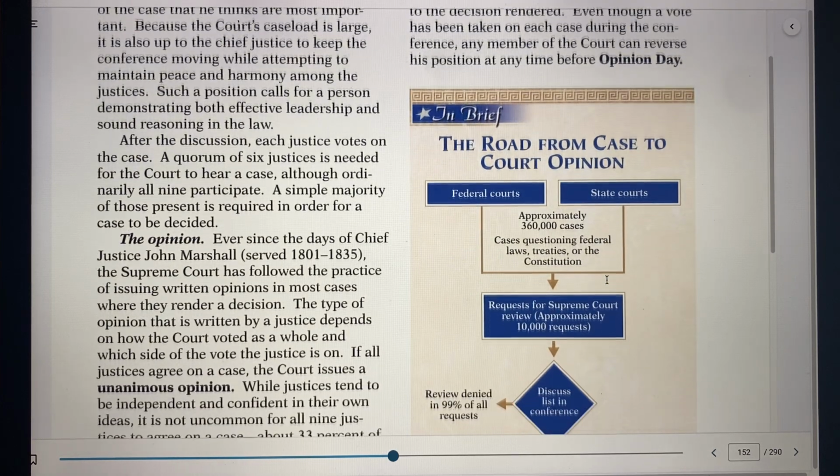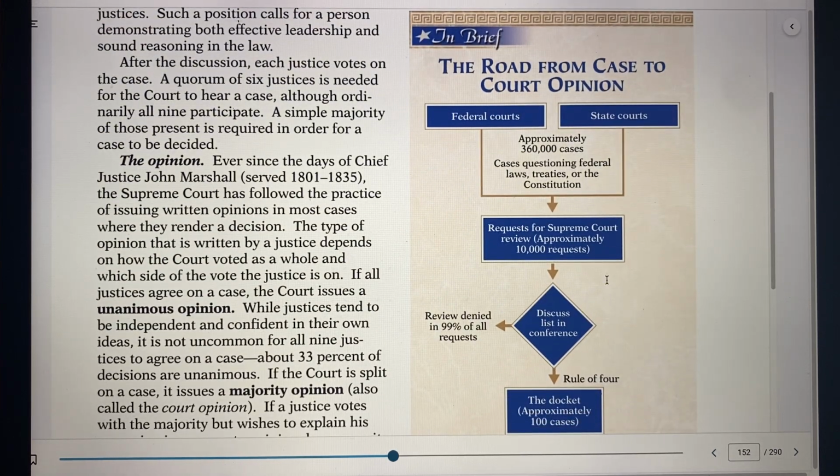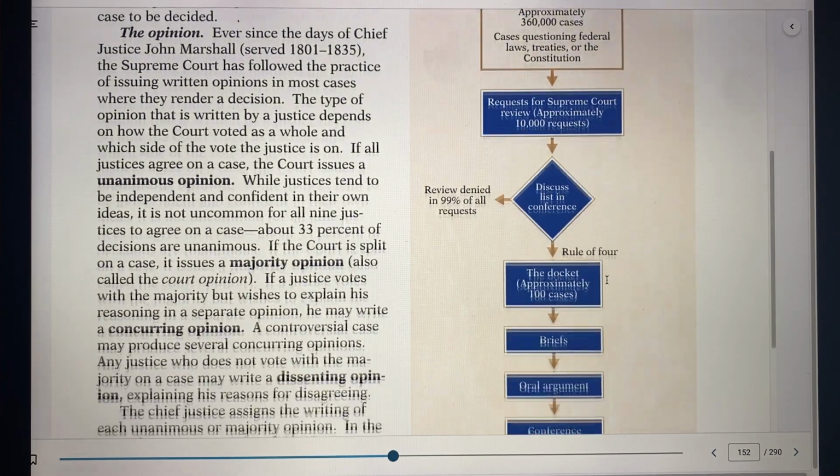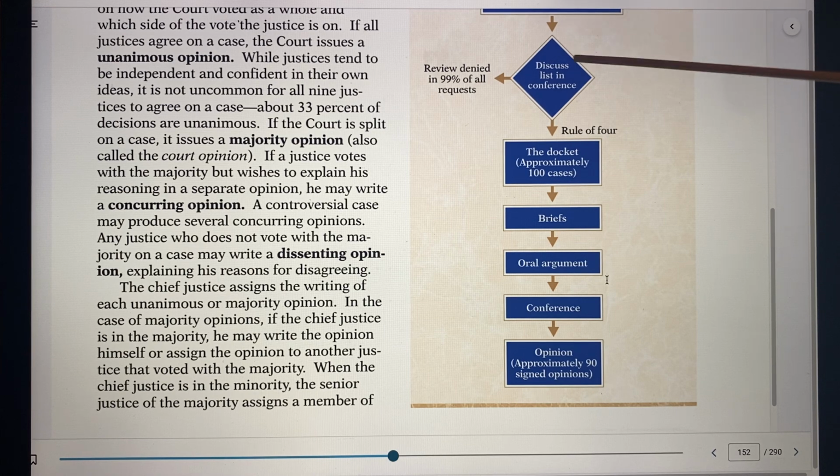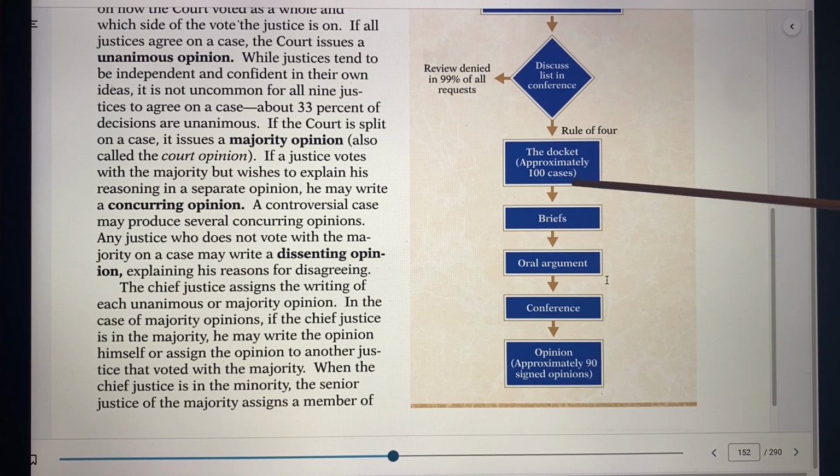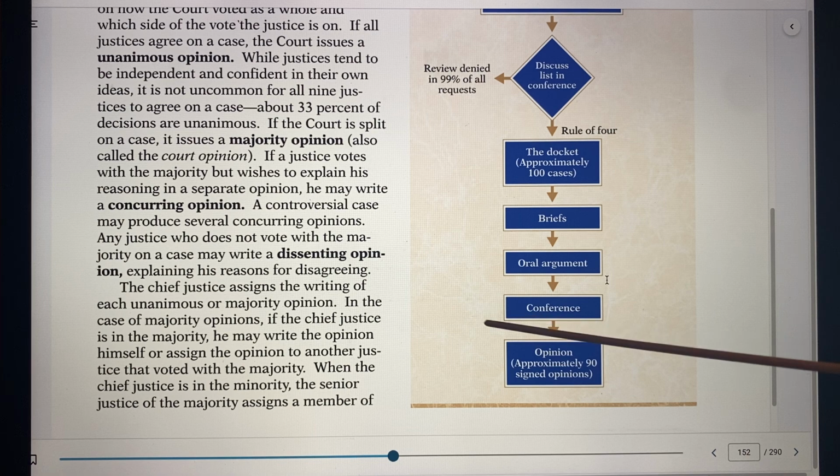So here's, in brief, the road from case to court opinion. So we have the federal courts and the state courts, and see how many cases they take, request, and then discuss in conference, review, and deny. And you can see the docket, approximately 100 cases, briefs, oral arguments, conference, and then they do their opinion. So they take how many cases to review, discretionary review, and then the lawyers give their briefs on these cases, then they give their oral arguments on these cases, then they have a conference on the case, and then the judges give their opinions. So see how they do.